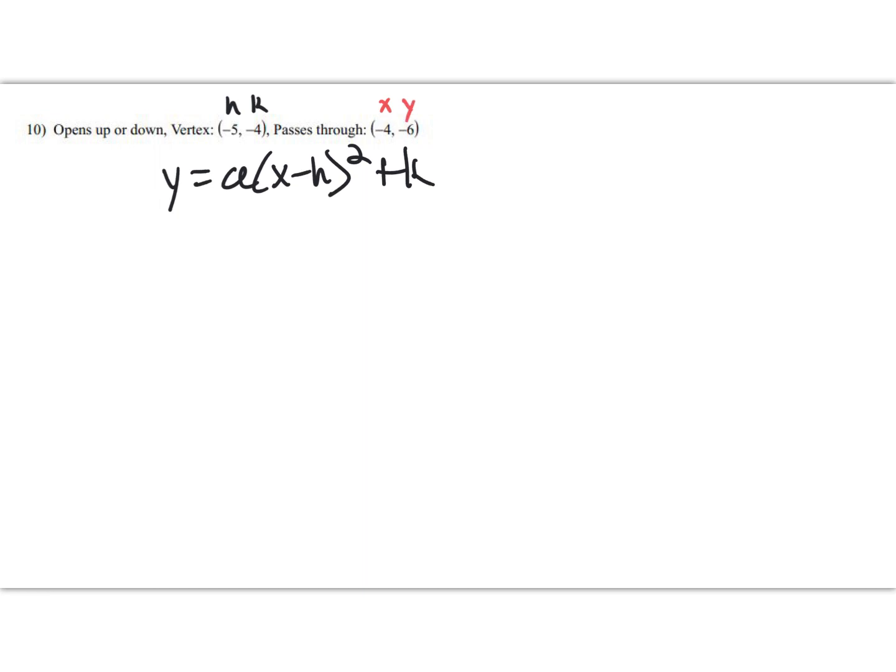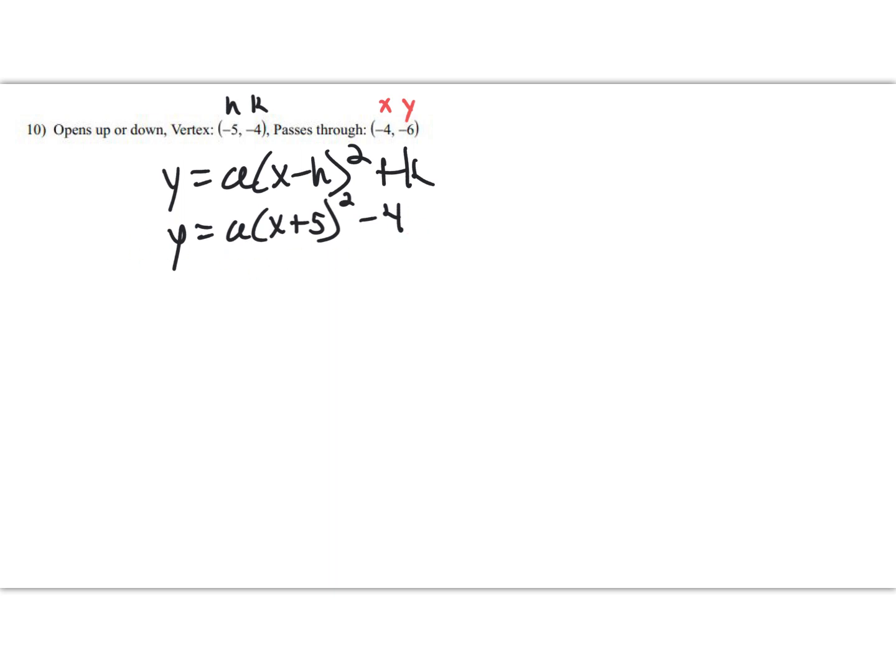So one thing I would notice on this one, be careful, the h is negative 5. So it's not going to be x minus 5. It's going to be x minus negative 5, which is x plus 5. So if I were to just start with the vertex, it would be y equals a times (x plus 5) squared, and then minus 4. Because the k is negative 4, I could put plus negative 4 or just write minus 4. But now I'm going to go ahead and replace the y with negative 6 and the x with negative 4. And I have an equation that I can solve for a.